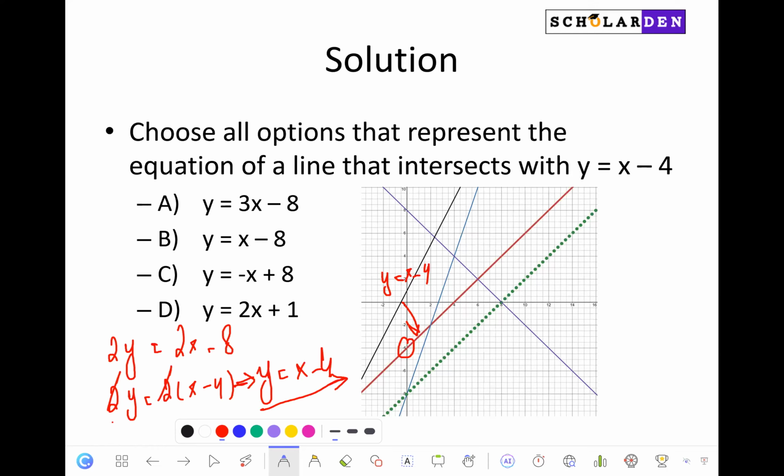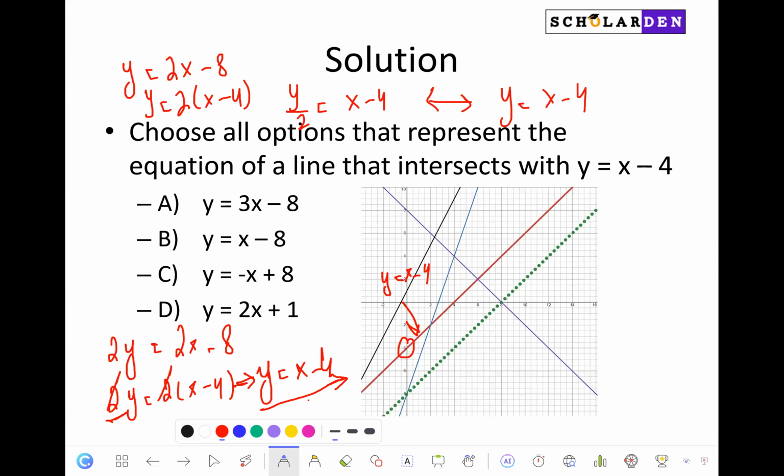So if we have common factors on both sides, it's the same line. But if the equation was just y is equal to 2x minus 8, that is a different line. Why? Because if we take 2 common, this becomes x minus 4, and then we divide both sides by 2, so this becomes y over 2 is equal to x minus 4. See the difference? Our original line was y is equal to x minus 4. So the line 2y is equal to 2x minus 8 is a scaled version of this line, but this line is different. I hope I've been able to answer.